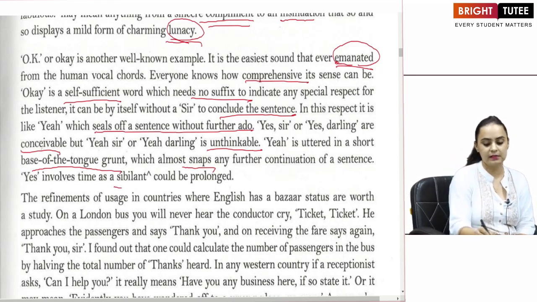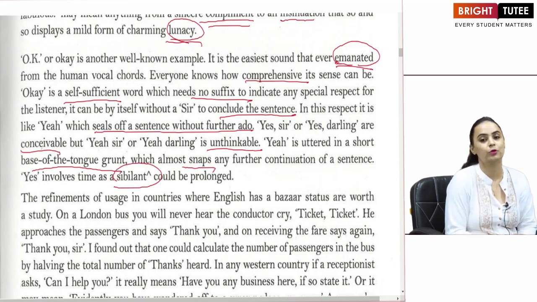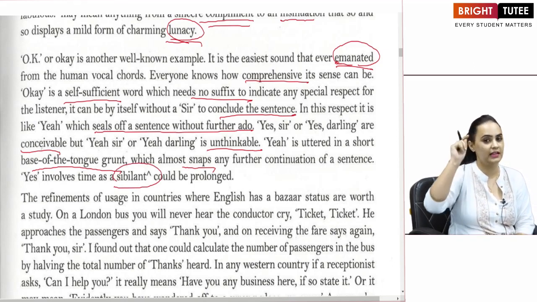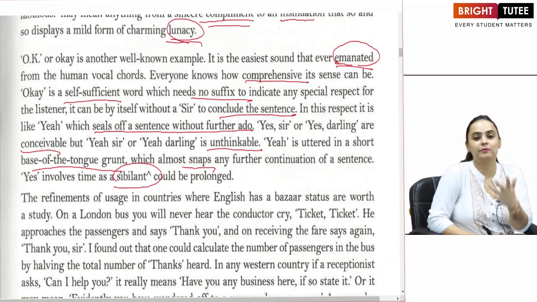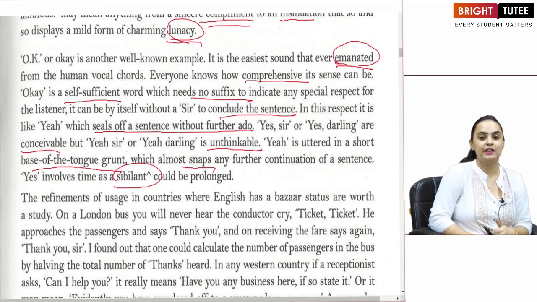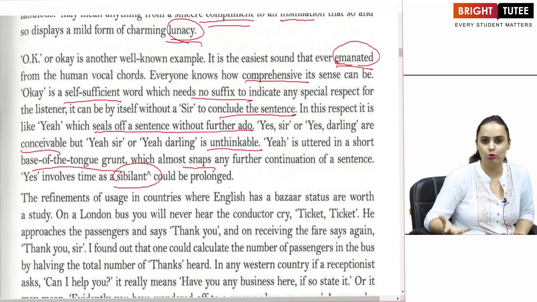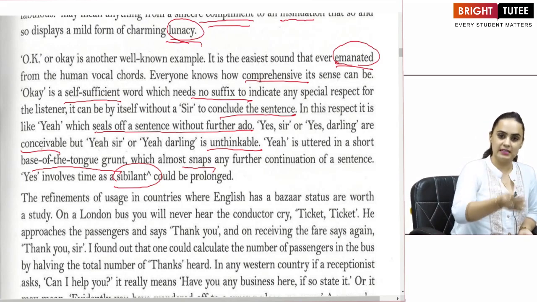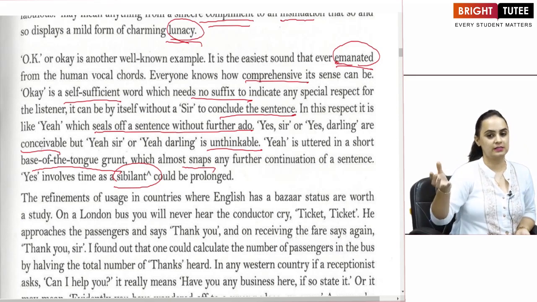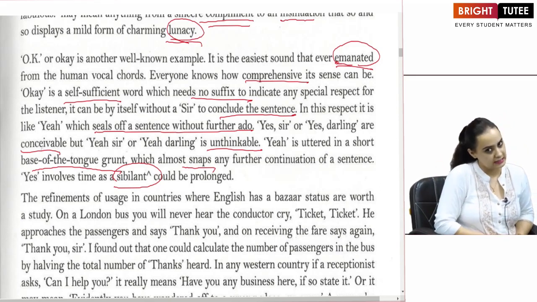Why? Because the sibilant of yes is prolonged. Sibilant, the last sound. When we say yes, S is very much emphasized, right? And when we say the word yeah, there is no indication, no emphasis given on anything. So speaking the word yes takes longer as compared to speaking the other word.